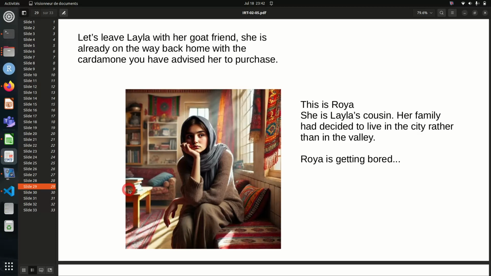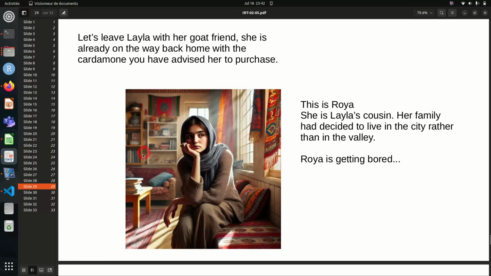You remember Leila with the goat and the cardamom in the bazaar? Okay, she's on the way back home. You had advised her to buy a bag of cardamom on the last assignment, and she's back home now. We are going to meet now Roya. Roya is a bit older than Leila. She's Leila's cousin. She does not live in the village. She lives in the city, because they thought it would be better for her education.